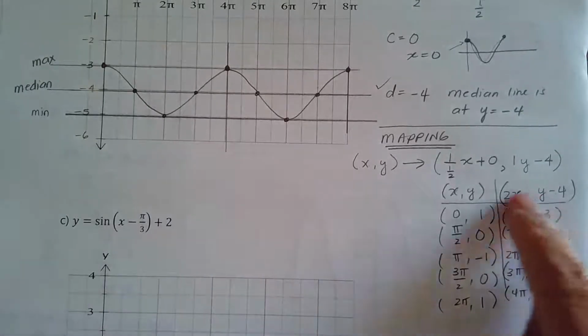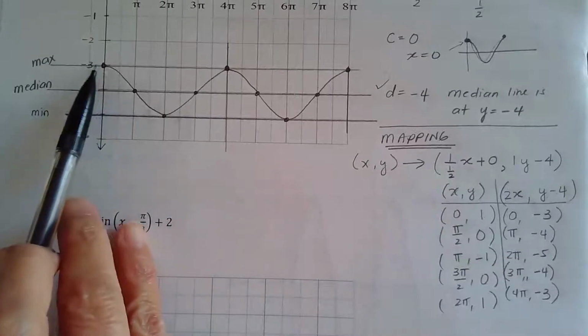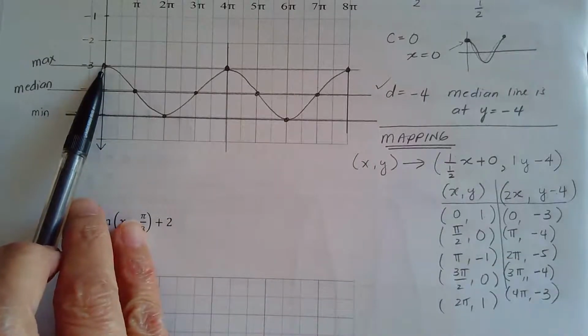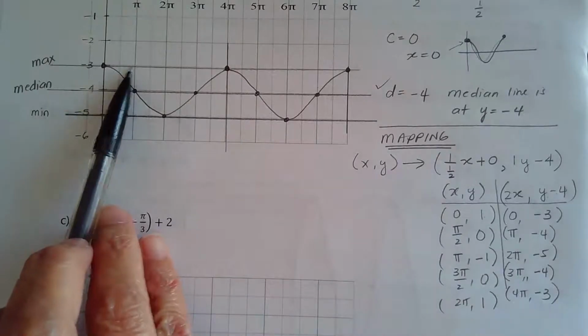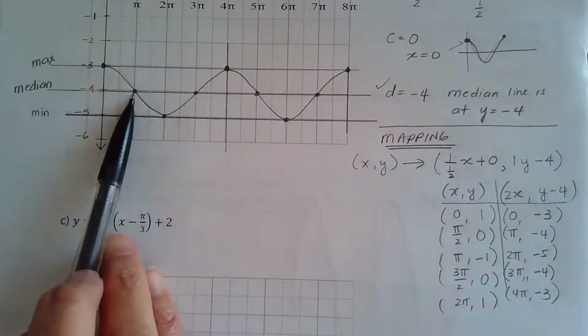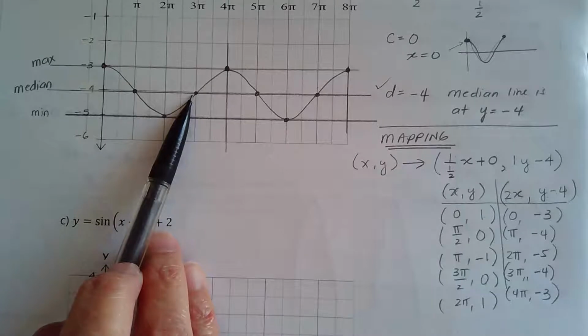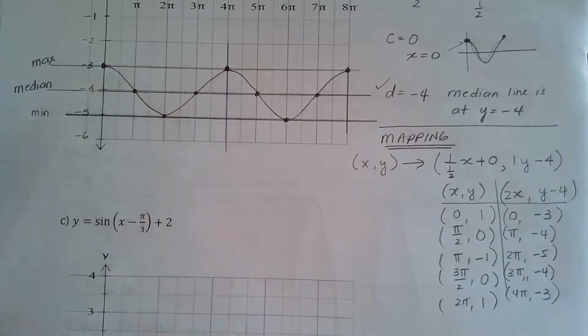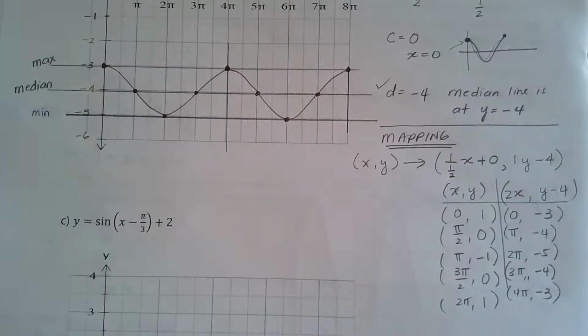And then if you take a look at these points, 0, -3 is this point right there. Pi, -4. Where's pi? Right there. So this is pi, -4 is right there. 2 pi, -5 is here. 3 pi, -4 is there. 4 pi, -3 is there. Okay? Two different strategies, we get the same graph.